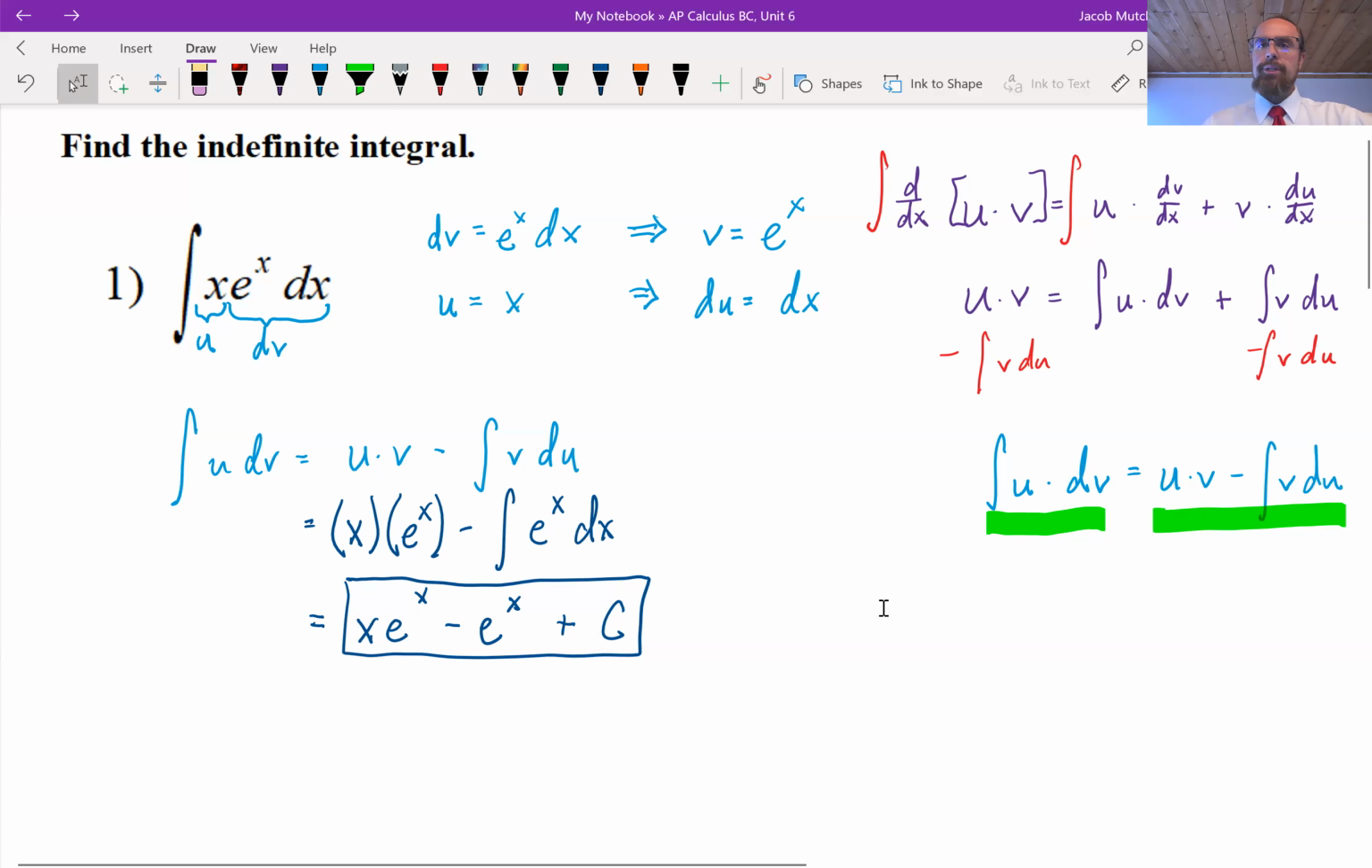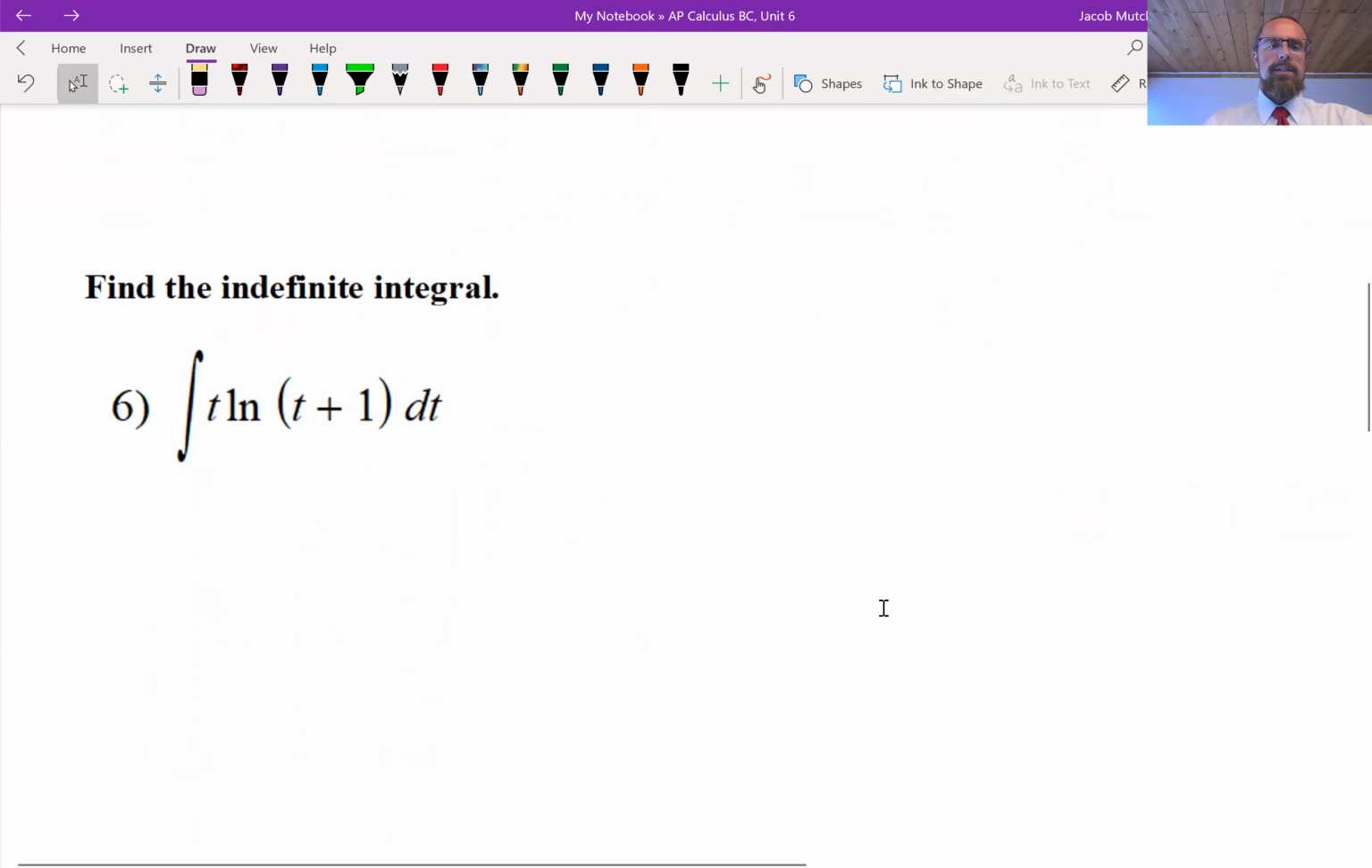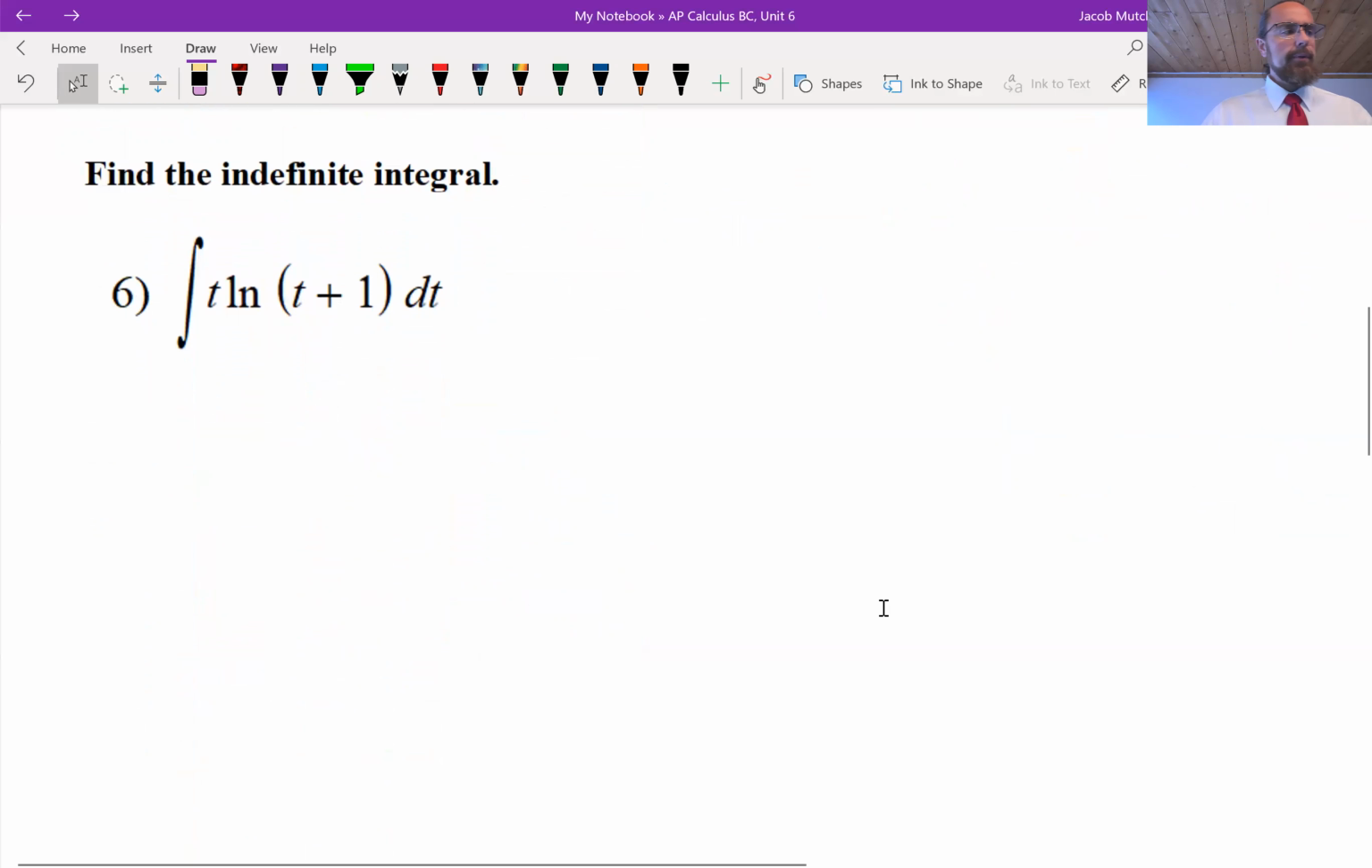So in this example, it's pretty easy to see which piece we should identify with dv, which piece we should identify with u. Let's take a look at another example. Here we've got the integration of t times the natural log of t plus 1 dt. So again, I want to start off by identifying which part is going to be my u, which part is going to be my dv. And recall, we have those general rules of thumb.